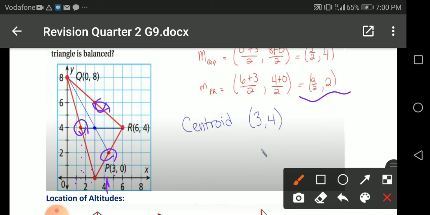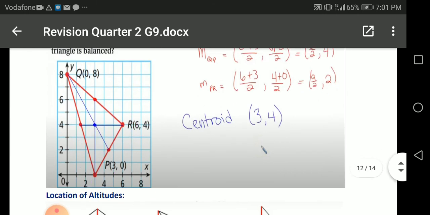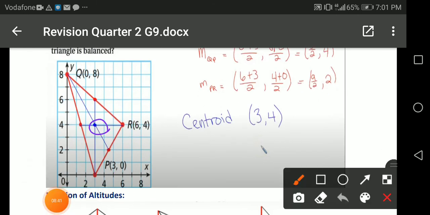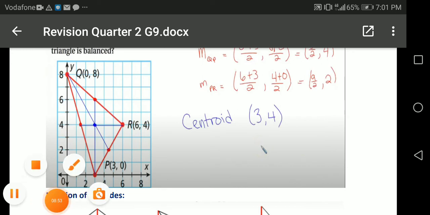We are going to draw my 3 segments that connect the 3 vertices, this one, this one, this one. Okay, after drawing them, we are going to have our centroid, which is inside, at the connecting point. From the drawing, it's 3 and 4, and this is the centroid.